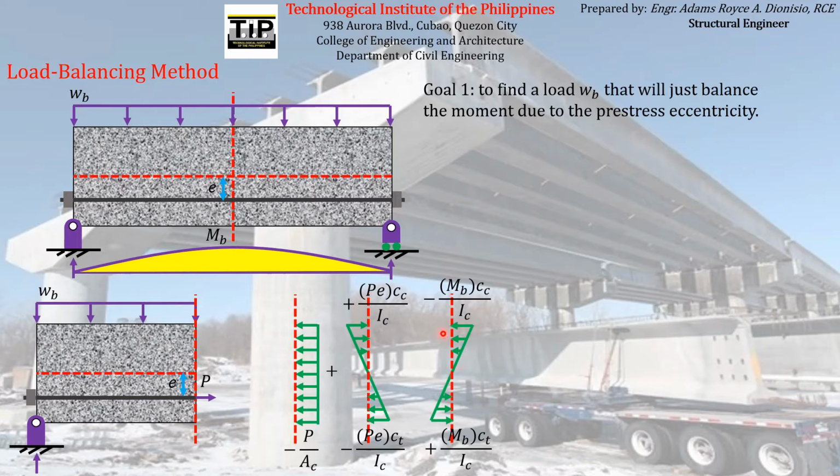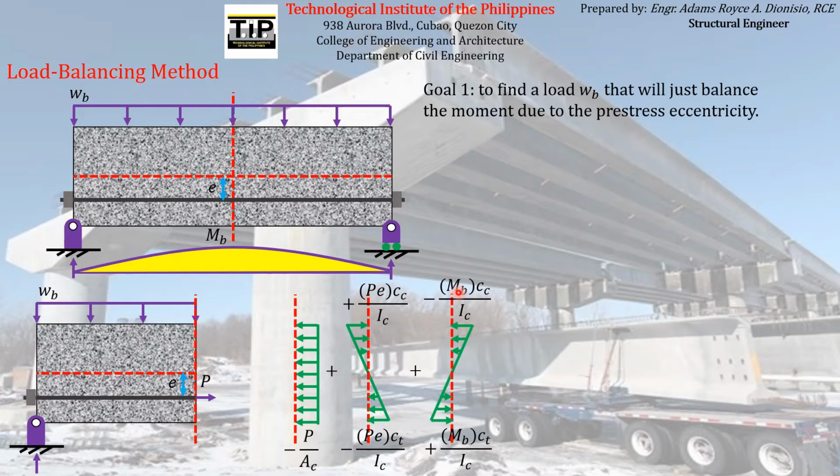So these are now the stresses acting on the concrete element at midspan when it is loaded by the pre-stressing force and the balance load that we have found from our first goal. So if we will try to find the total stress acting at midspan due to the pre-stressing force and the balance load, we just have to add these stresses you see here: the axial stress due to the pre-stressing force, the flexural stress due to the eccentricity of the pre-stressing force, and the flexural stress due to the balance moment. So we will try to add them.